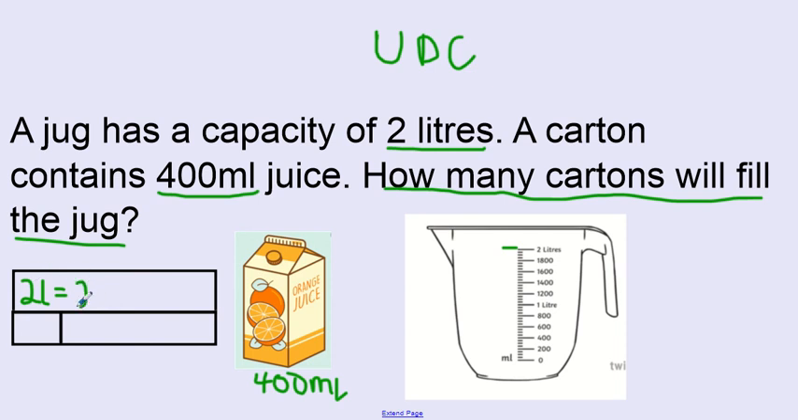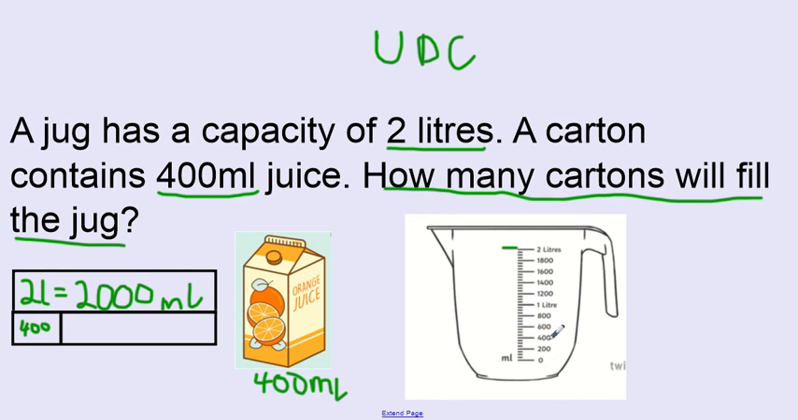And 2 litres is the same as 2,000 millilitres. That's our total. The total always goes at the top. Now we know that we can definitely get one lot of 400 millilitres in. But how many can we get in total? Now if I was going to share 2,000 millilitres into 400s, how many would I get?